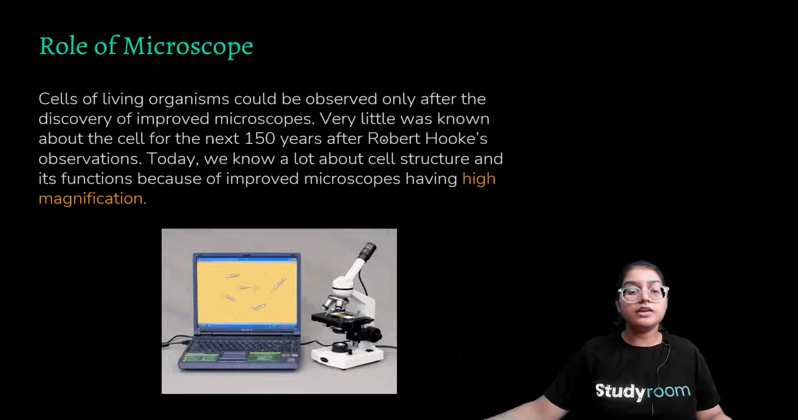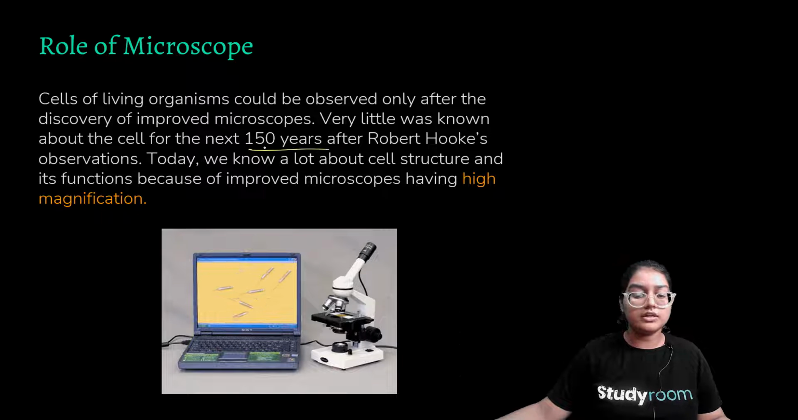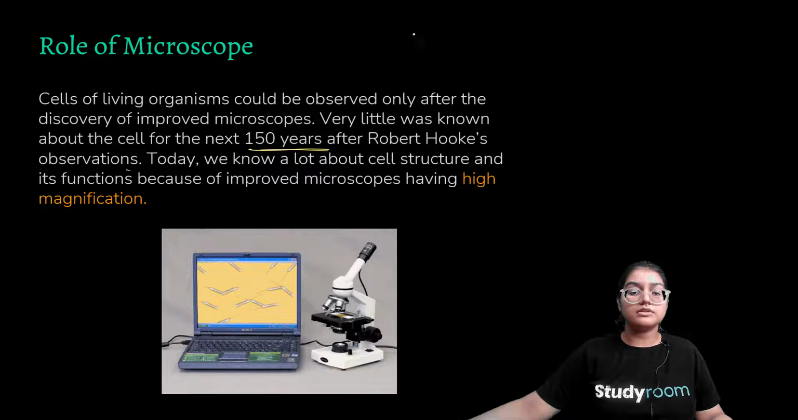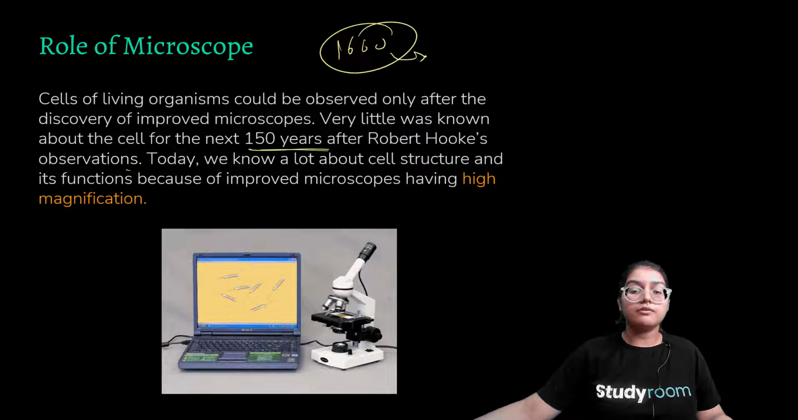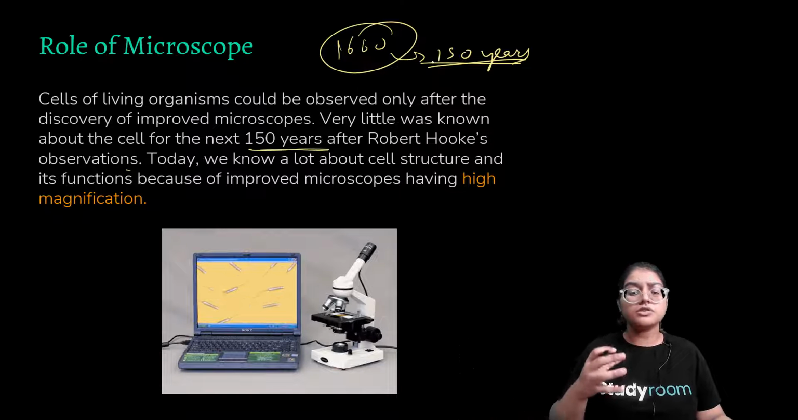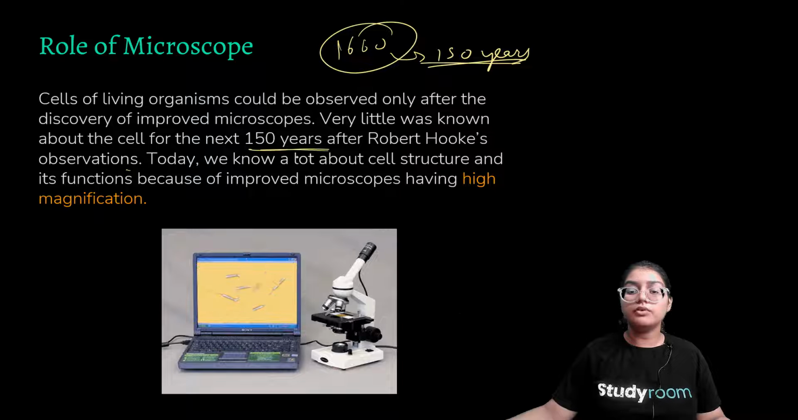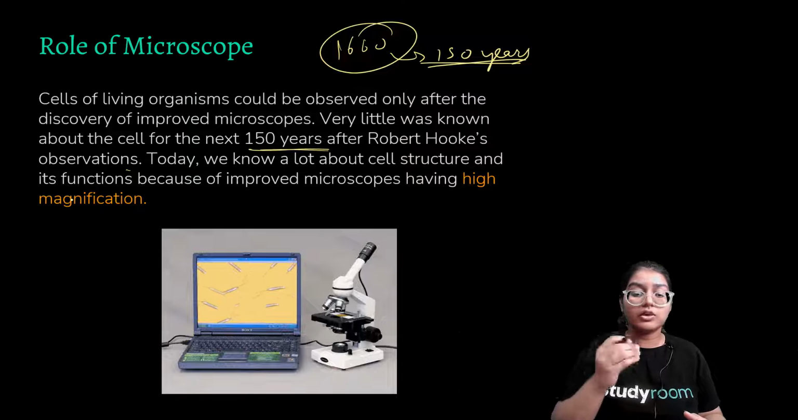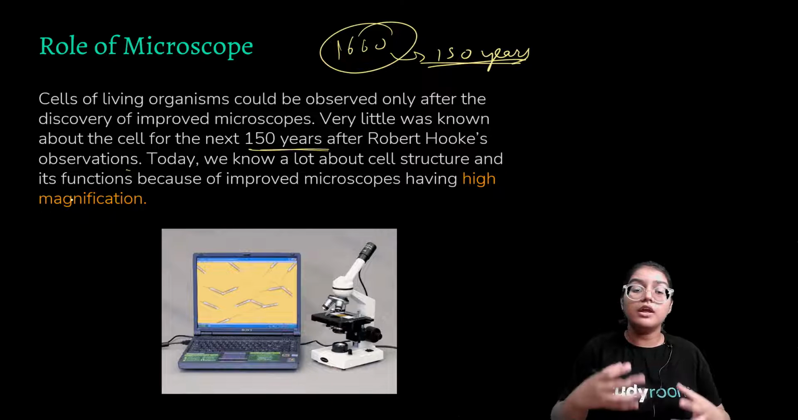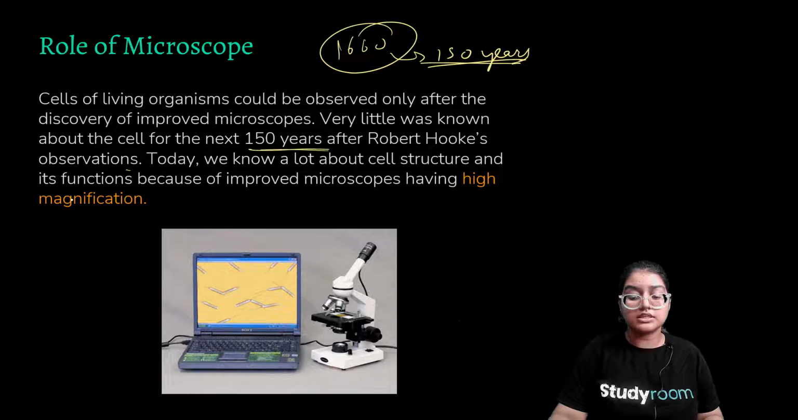welfare. So very little was known about the cell for the next 150 years after Robert Hooke's observations, because there was no technology. For example, when Robert Hooke discovered this in the 1660s, for 150 years after the discovery, the knowledge remained very minuscule in amount. The knowledge was not shared because the technology was not there. Today we know a lot about cell structures and their magnification. We can see any cell or any tiniest particles under the microscope for enhancing and for seeing their characteristics. So this is all possible because of the microscope.